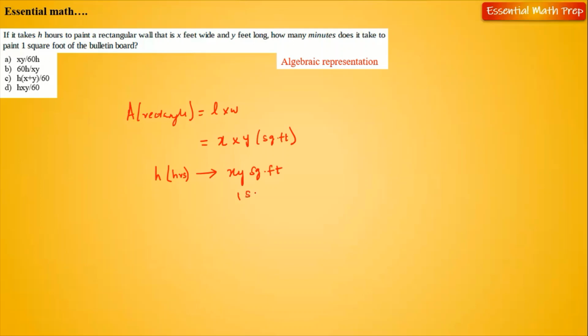But how long would it take to paint a wall that's only 1 square foot? That's all this problem is asking, but it also wants the final answer in minutes per square foot, not hours per square foot. So if you do this math, you get h hours over xy square feet. So how do we go from hours to minutes? 1 hour is 60 minutes. So that would be 60h over xy, right? So the correct answer is B.